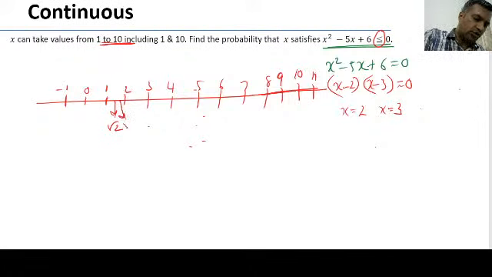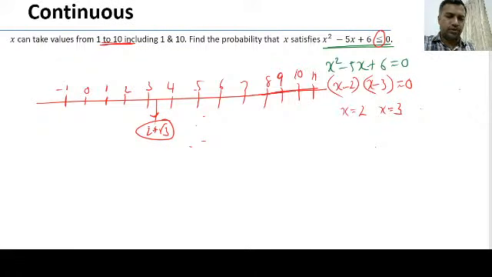It can take root 3 also. It can take 2 plus root 3 also. Somewhere here will be a value called 2 plus root 3. Yeah, 2 plus root 3 is also fine. So all these values it can take.